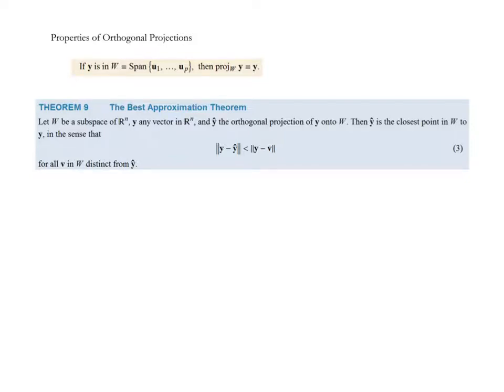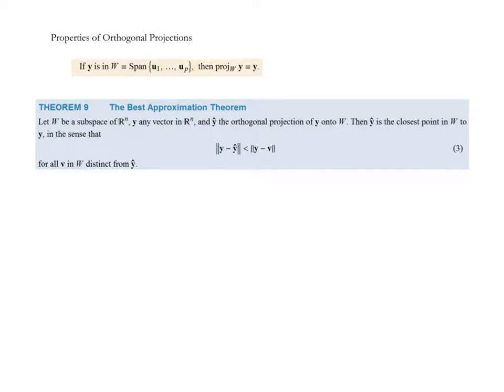All right, and then we look at Theorem 9, which is called the best approximation theorem. This one we will go through a proof of because it's awesome. Let W be a subspace of Rn, y any vector in Rn, and y hat the orthogonal projection of y onto W. Then y hat, and here's the key of the theorem, is the closest point in that subspace to y.